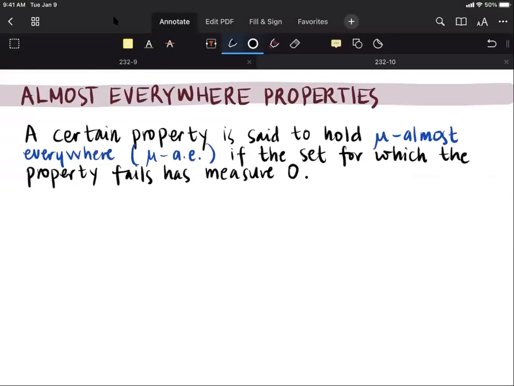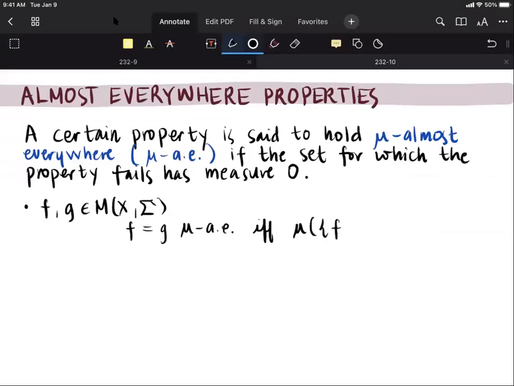So for instance, if I have two measurable functions f and g, then we say that f is equal to g, mu almost everywhere, if and only if the measure of the set of points in X where f is not equal to g is 0.